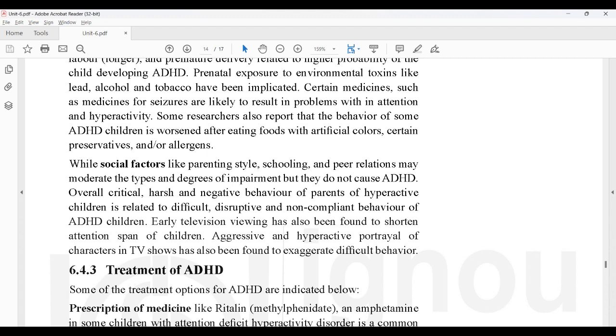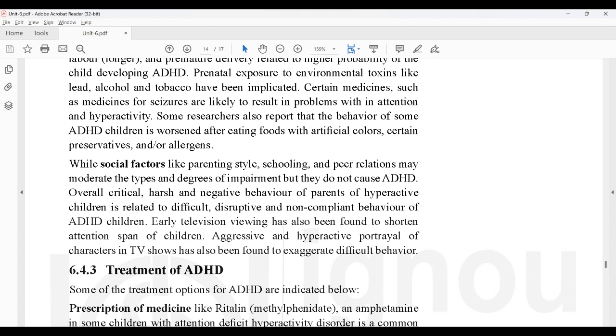Some researchers also report that the behavior of some ADHD children is worsened after eating foods with artificial colors, certain preservatives, and/or allergens. While social factors like parenting style, schooling, and peer relations may moderate the types and degrees of impairment, they do not cause ADHD.